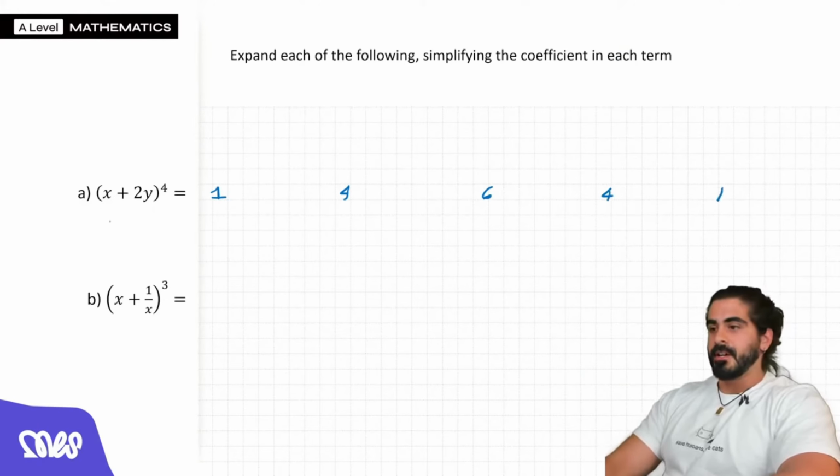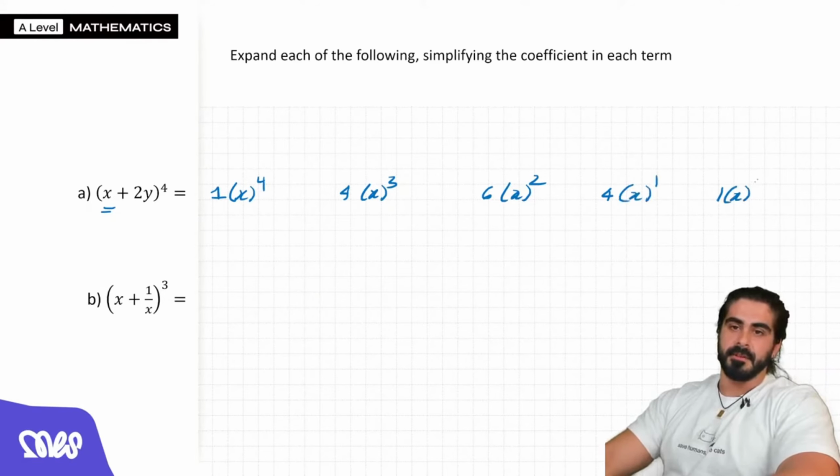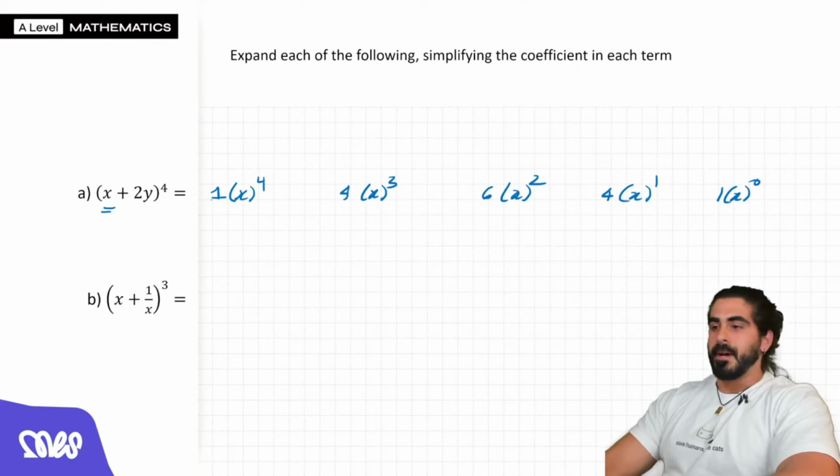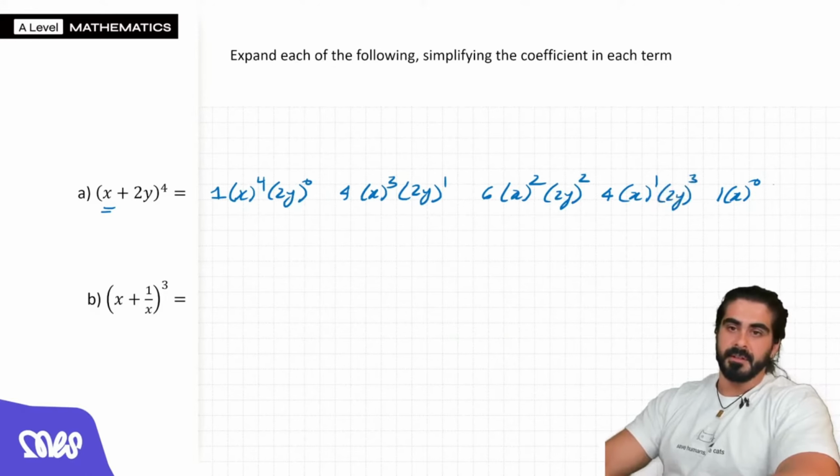And like I said, one term goes down in power, so the x, you would have power 4. Then it goes down in power. Then you have 1, and then none. Then the other one goes up in power, but remember it starts off from power 0, right? So 2y to the power of 0, 2y to the power of 1, 2y to the power of 2, 2y to the power of 3, and then 2y to the power of 4. Don't forget the pluses.